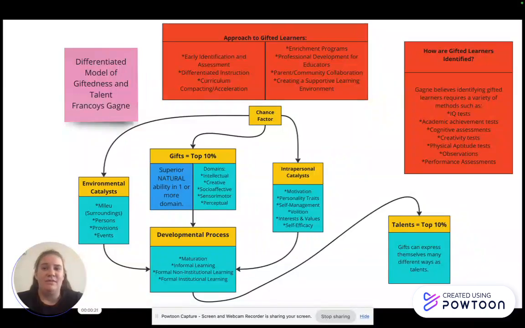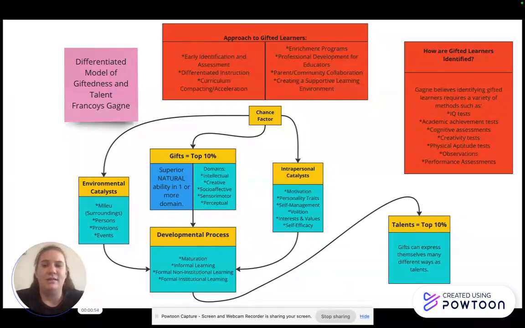The key components of this model are gifts, environmental catalysts, intrapersonal catalysts, the chance factor, which is part of the catalyst trio, the developmental process, and talents. Gagne believes that a gifted learner is born with a gift or a superior natural ability in one or more domain areas, and they can then turn that into a talent via what he calls the developmental process.